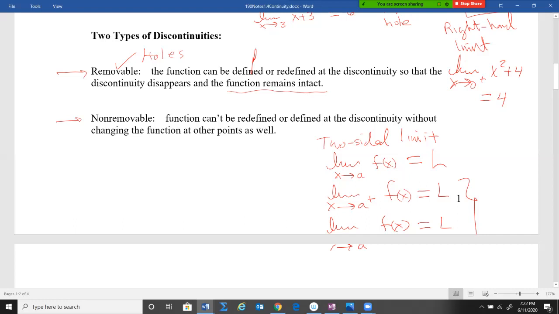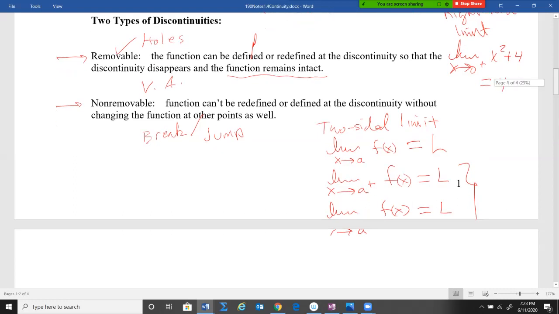Then the non-removables are, say, a vertical asymptote, VA. You could also just have a break in the function, where you have a break or a jump, you might say. Those can't be removed. You'd have to change entire intervals of points, an infinite number of point values, for that to happen. So we wouldn't consider that removable. You don't want to change the nature of the whole function. That wouldn't be fair to the function.